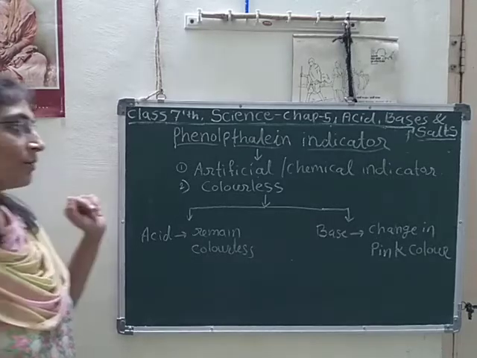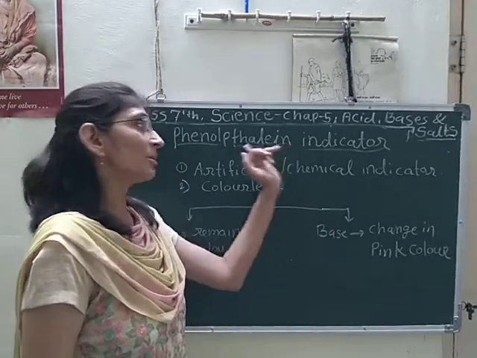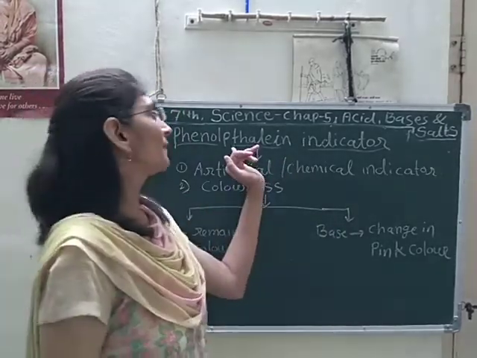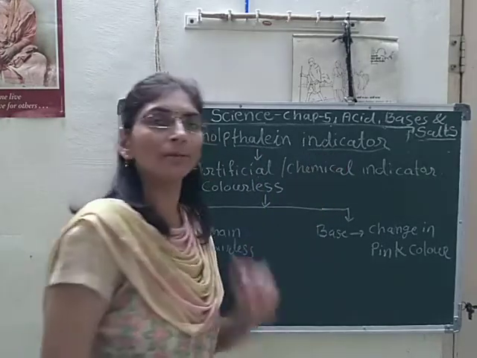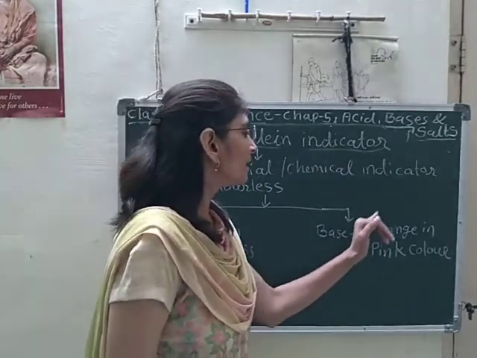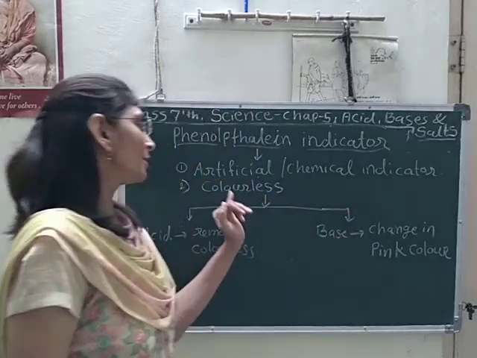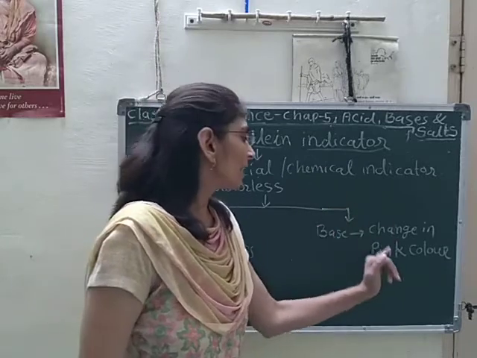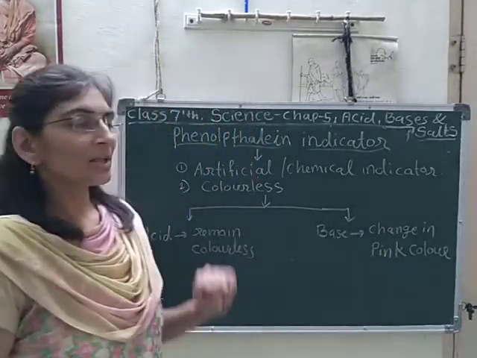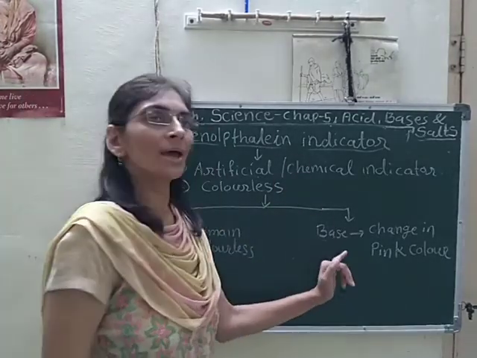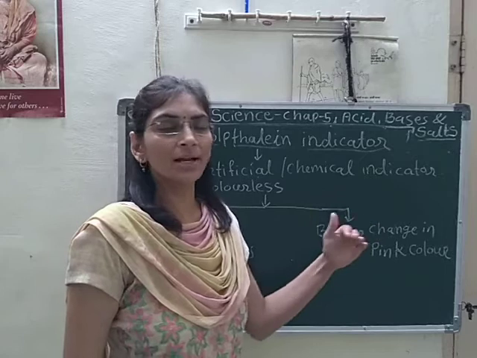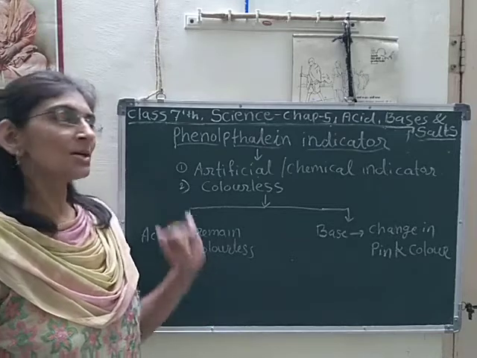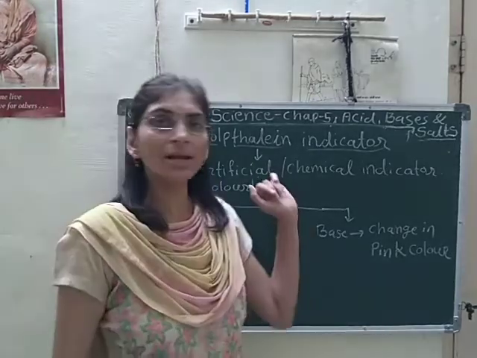Okay. So, again we will react the phenolphthalein indicator with a base. What result will we get here? When the phenolphthalein indicator reacts with a base, initially it was colorless, but now it will change its color to pink. So when phenolphthalein indicator reacts with a base, it changes its color into pink, and in acid it remains as it is. So this was the property of the phenolphthalein indicator.